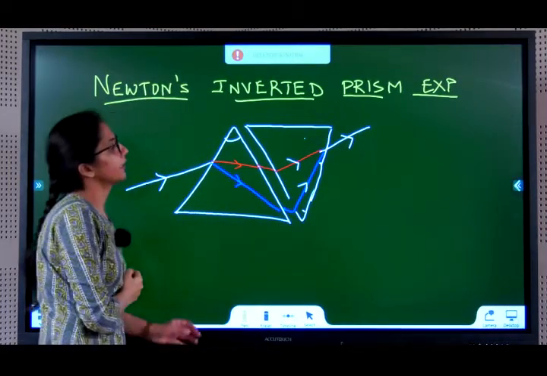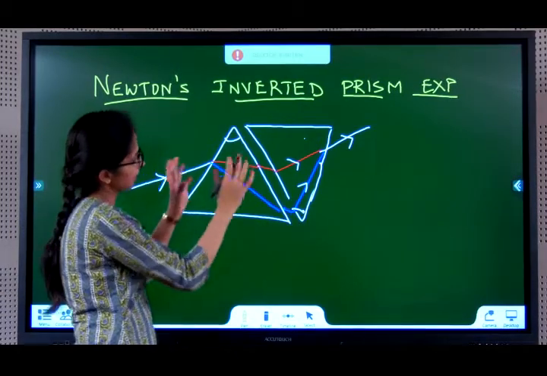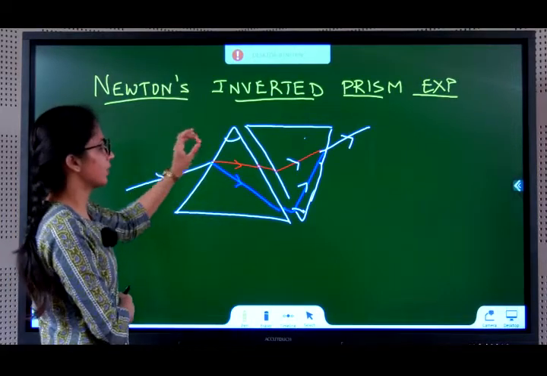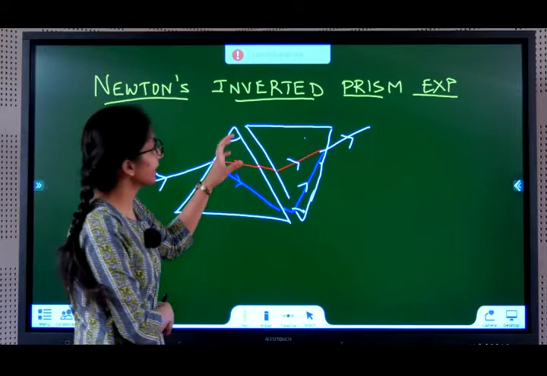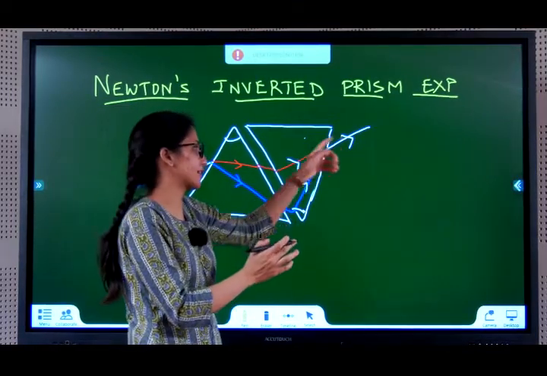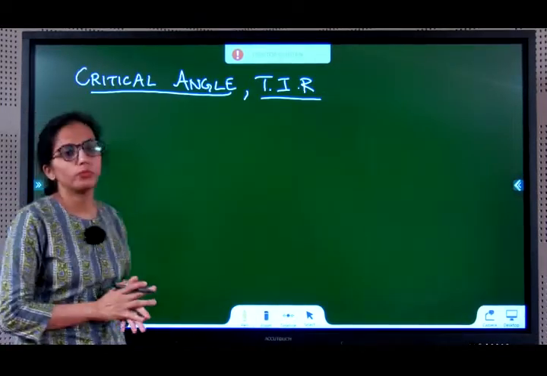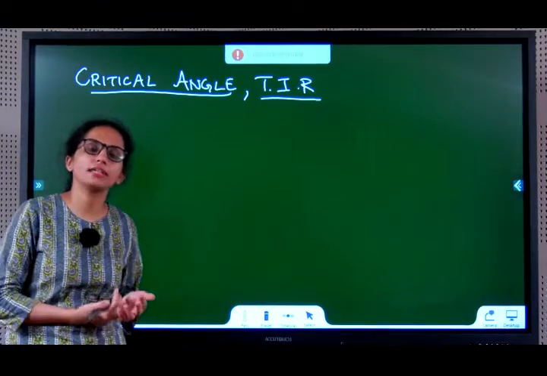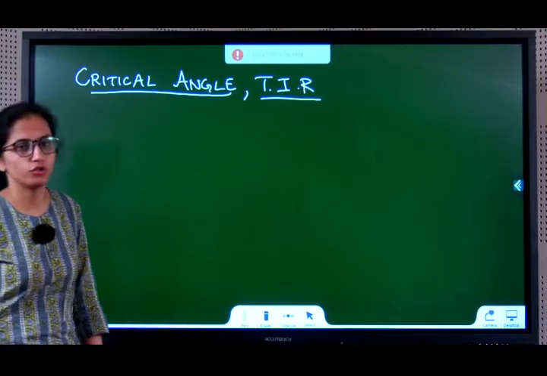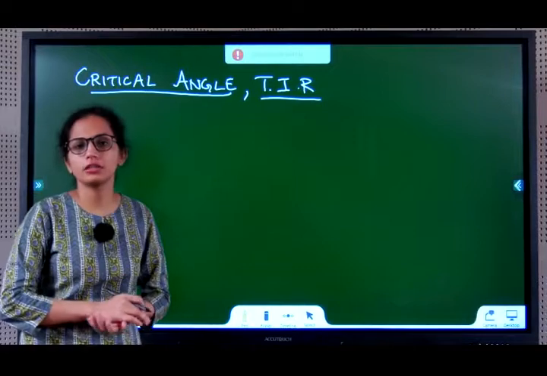So he took 2 identical prisms having the same angle of prism, kept them inverted with respect to each other. In the first prism, he observed that the white light split into the 7 colors. In the second prism, he observed that the white light recombined those 7 colors and came out as white light again. So now we learn dispersion. We know one of the applications of dispersion is the rainbow. But before we understand how the rainbow is formed, we have to study 2 other concepts: critical angle and total internal reflection.